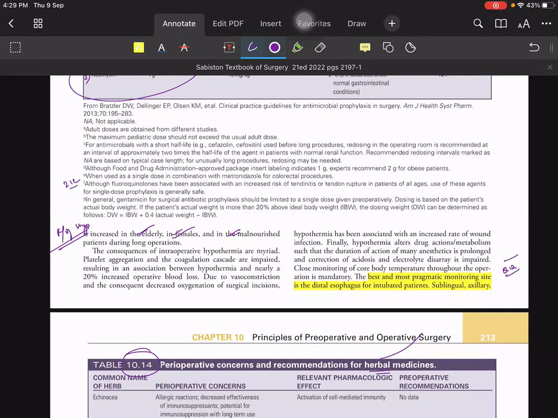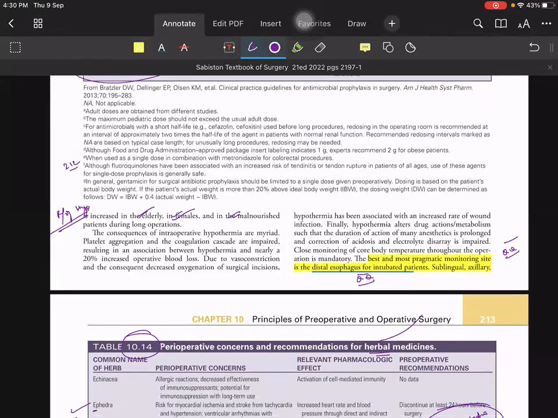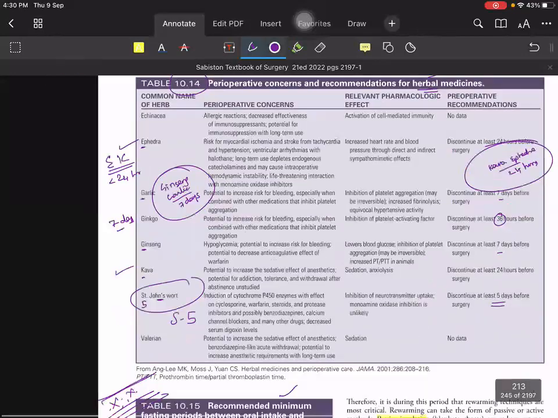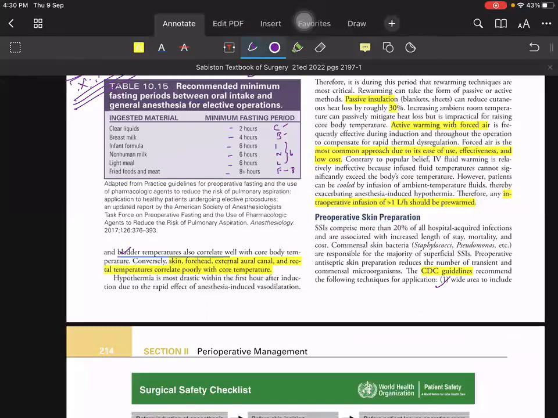What is the best and most pragmatic site for temperature monitoring? The distal esophagus for intubated patients. Very important: the distal esophagus for intubated patients is the best site for monitoring temperature. What about sublingual and axillary? And bladder temperature also correlates with the core body temperature. It also correlates, but the best is the distal esophagus in intubated patients.